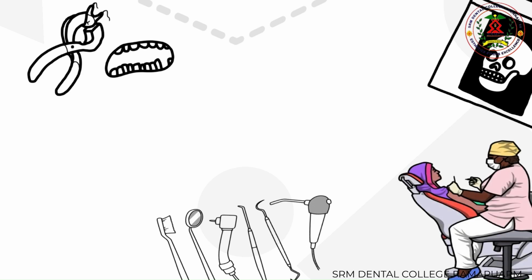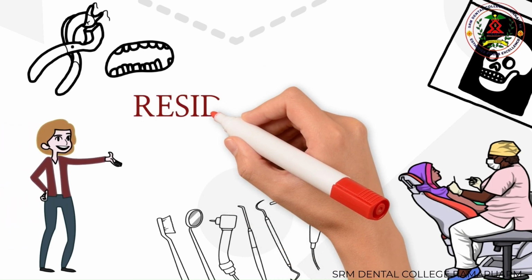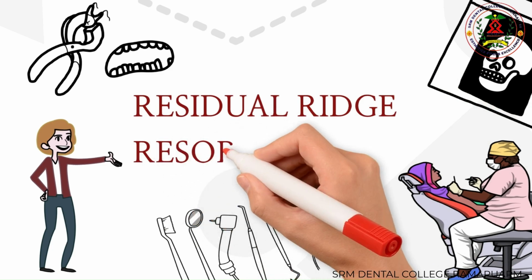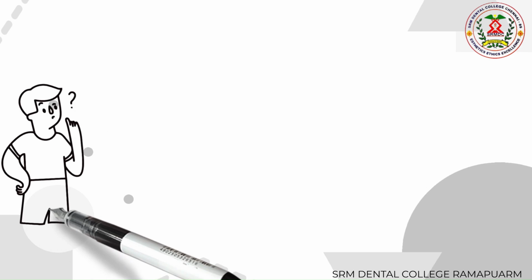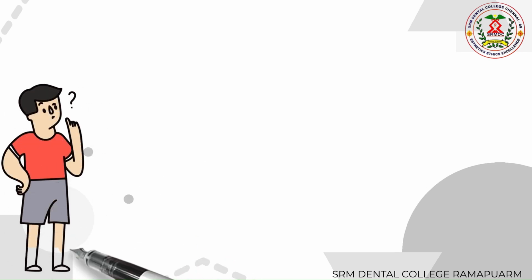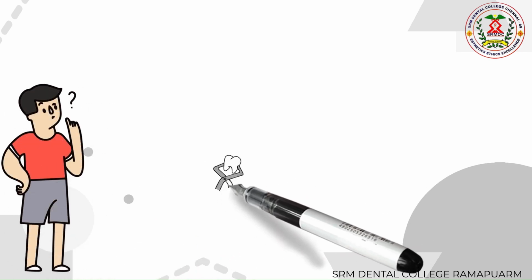Today we'll be discussing an important topic in prosthodontics, which is residual ridge resorption, or RRR. Residual ridge is a term used to describe the shape of the clinical alveolar ridge after healing of bone and soft tissues after tooth extraction.